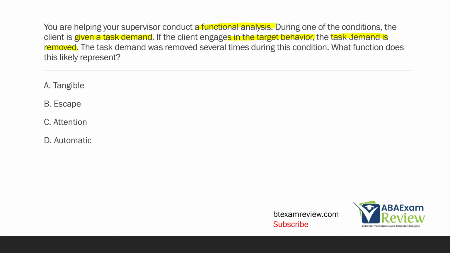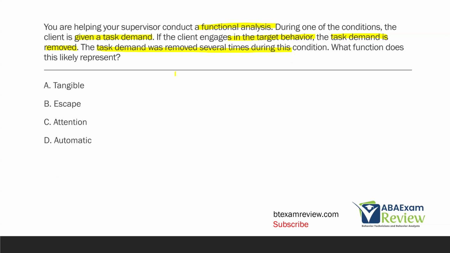But if the task demand is given and the task demand is removed if the client engages in the target behavior, and in this case, the task demand was removed several times, this means each time that task demand is given, the client engages in the target behavior to get out of that task demand. So what function does that represent or likely represent? A, tangible. Well, we're not giving an item, right? We're giving a task demand. And tangible is all about items and things and giving something to the client. So B, escape, is much more likely.